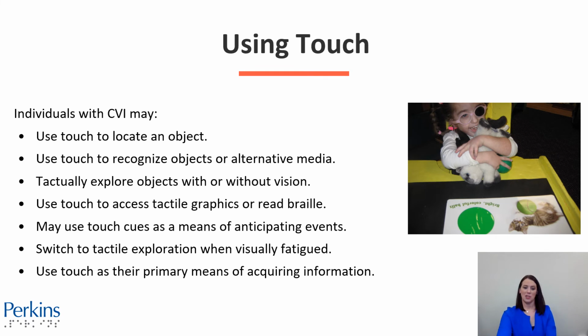When it comes to using touch, individuals with CVI may use touch to locate an object, use touch to recognize objects or alternative media. They might tactilely explore objects with or without the use of vision. They may use touch to access tactile graphics or to read Braille. They may use touch cues as a means of anticipating events. They may switch to tactile exploration when visually fatigued, or they might use touch as their primary means of acquiring information. On this slide, I have a photograph of a little girl smiling and hugging a toy cat.